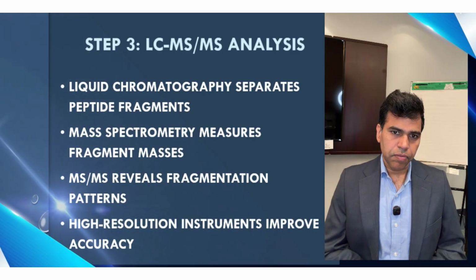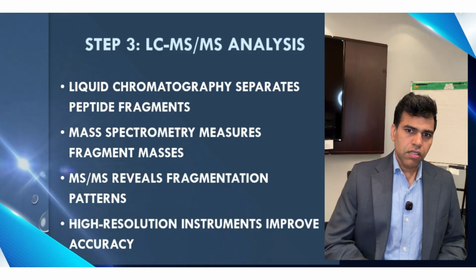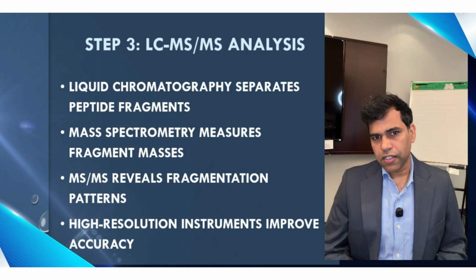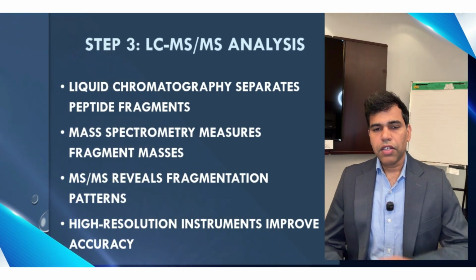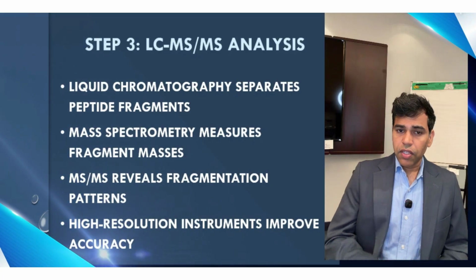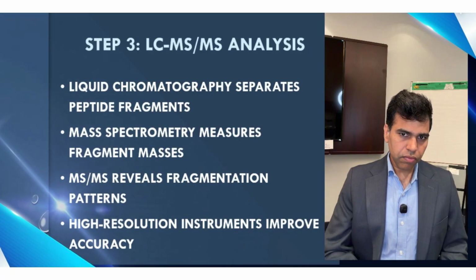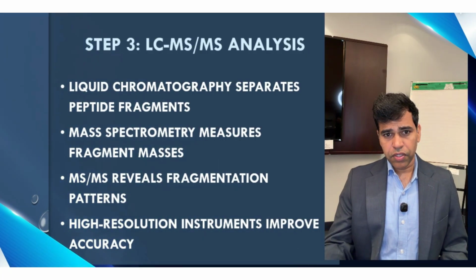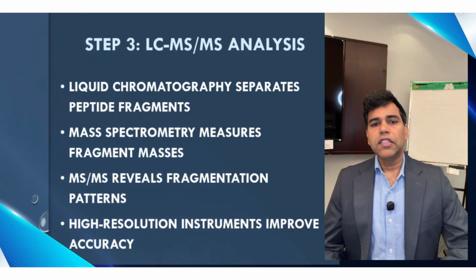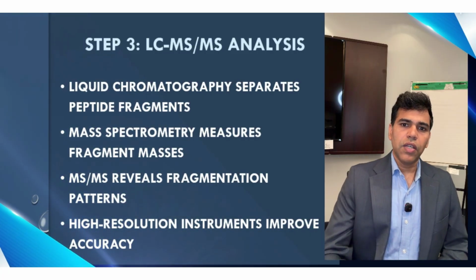LC-MS analysis. From there, the prepared fragments after enzymatic digestion enter LC-MS analysis. Liquid chromatography separates them by chemical properties. The mass spectrometer measures each with high precision. And the tandem mass stage, the second analytical dimension, generates fragmentation patterns that reveal sequence order.